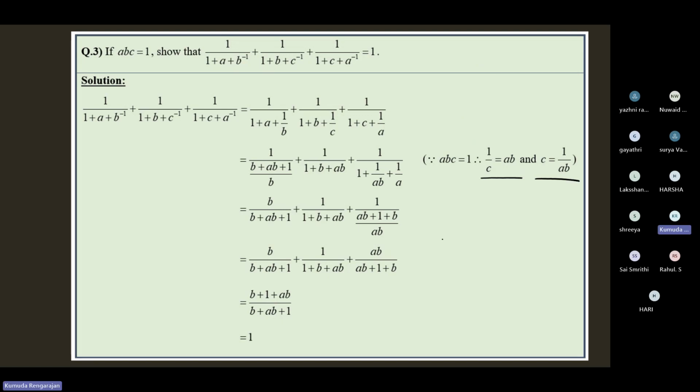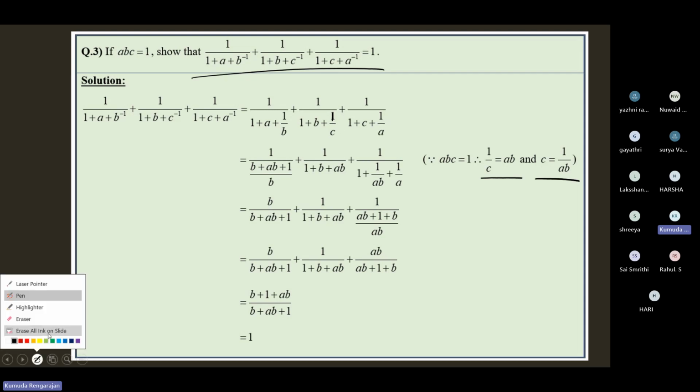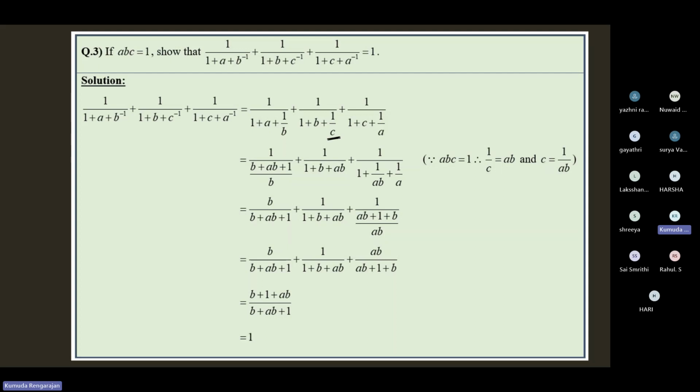So when you look at this expression, you should decide what you don't want. I don't want C. So you can see 1 by C. Wherever there is 1 by C or C, we replace accordingly. So here you can see 1 by C, no? What is 1 by C? AB. So see here, this as it is, 1 by C is replaced with AB. And here C is replaced with 1 by AB. That's all. Just do this and the LCM and other things will bring you to 1. Without any effort, you will get the answer.